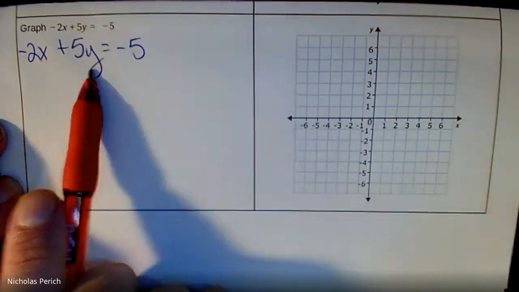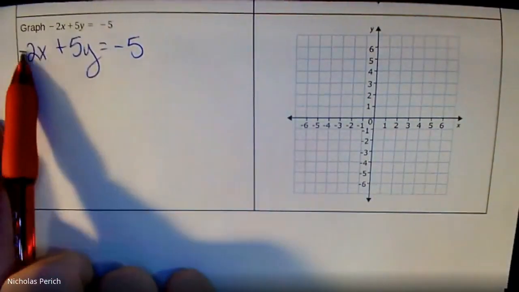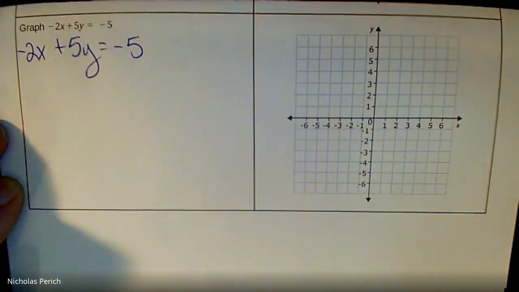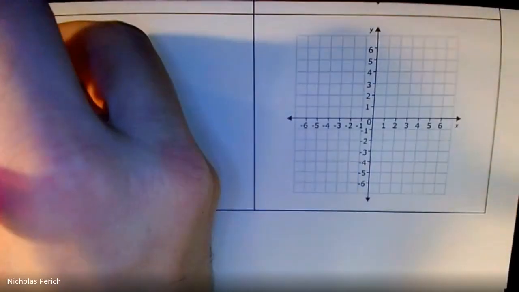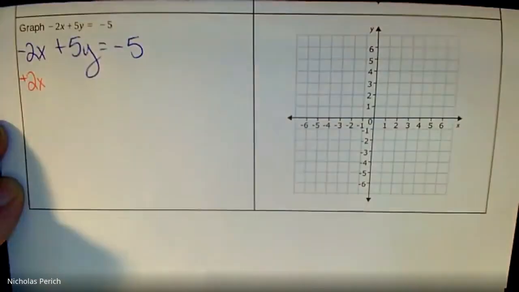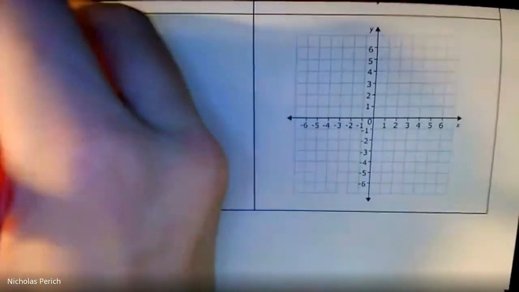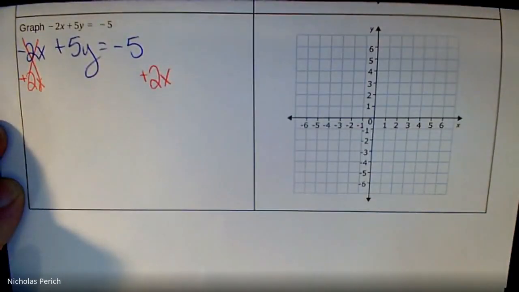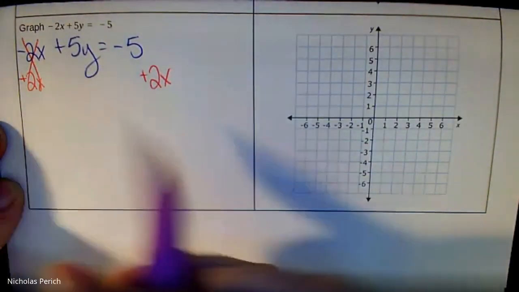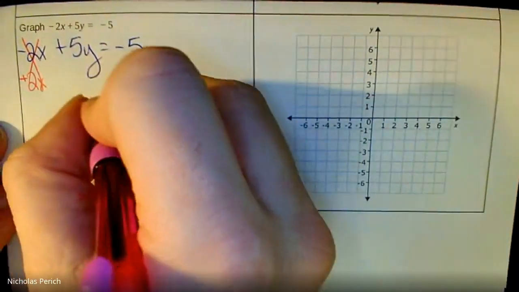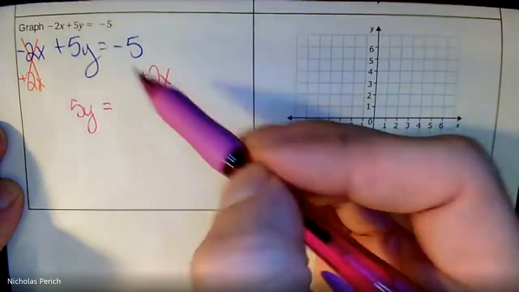Is y all by itself? No. I have negative 2x floating around, and I have positive 5 attached to y. Always get rid of the guy that's floating around first, and in this case, I'm going to get rid of negative 2x by adding 2x to both sides. That crosses out. Drop down the 5y, drop down the equals. I have negative 5 and 2x.